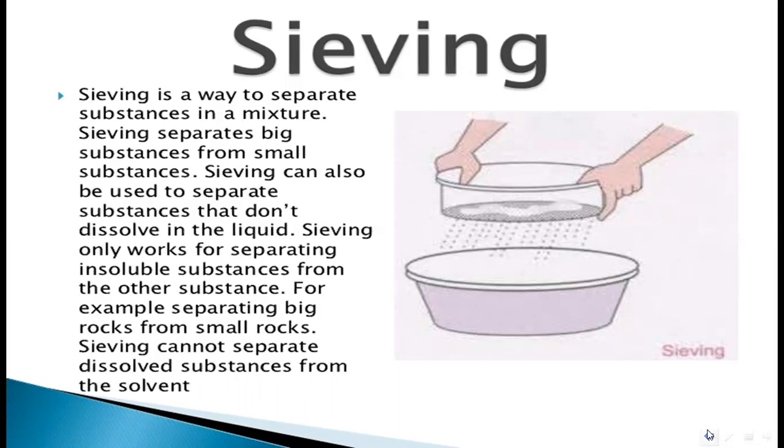Sieving cannot separate dissolved substances from the solvent. I hope you understand. Sieving is a way to separate substances in a mixture, and it separates big substances from small substances. It can also be used to separate substances that do not dissolve in the liquid. It only works for separating insoluble substances from the other substance. An example is separating big rocks from small rocks, and sieving cannot separate dissolved substances from the solvent.